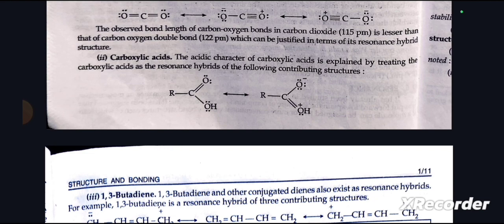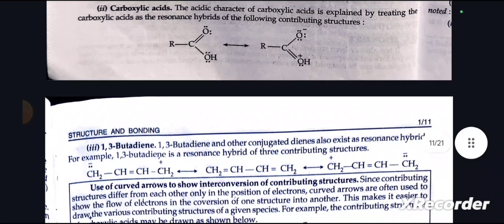The observed bond length of carbon-oxygen bonds in carbon dioxide, 115 picometer, is lesser than that of a carbon-oxygen double bond, 122 picometer, which can be justified in terms of its resonance hybrid structures.